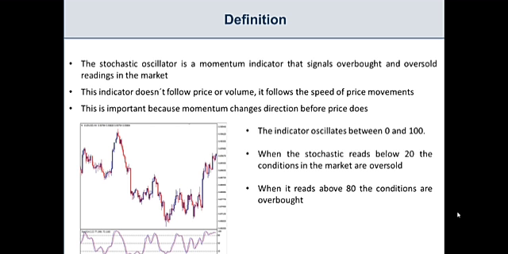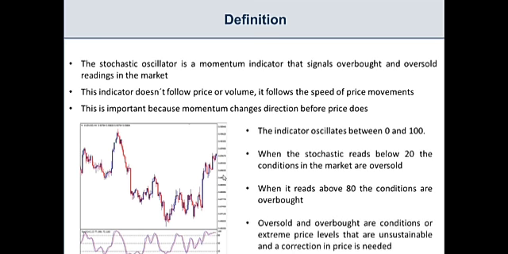When it reads above 80, the conditions are overbought. It is the same thing. Like in this case, the oscillator is above 80 and almost touching 100 at this high. And as you can see, this enormous bullish pressure has taken price to extreme levels that are unsustainable. So to clarify this, oversold and overbought are conditions of extreme price levels that are unsustainable and a correction in price is needed. So this is why we are going to use the stochastic oscillator.